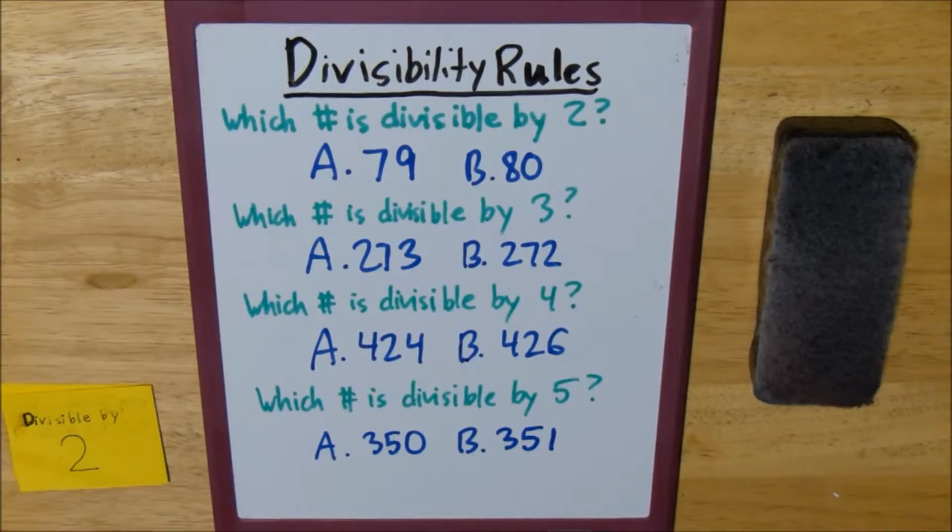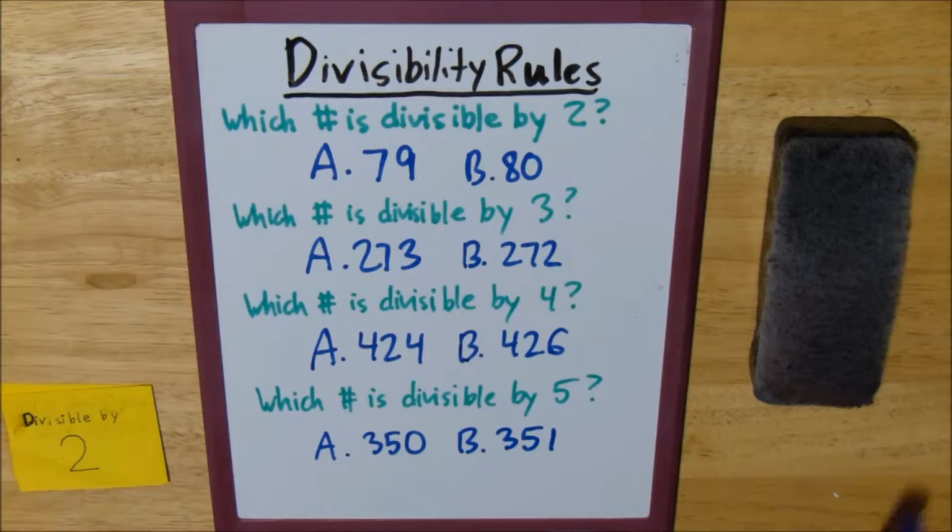Alright, so today we're going to be talking about divisibility rules. Basically, we're just going to be talking about how you can figure out if a number is divisible by any number 2 through 10, real easy, real quick. Just really simple rules, right?